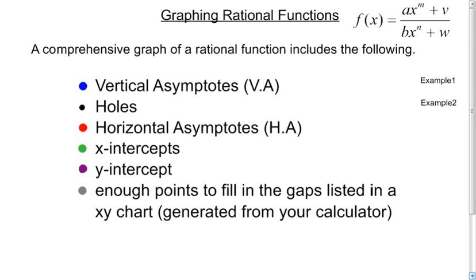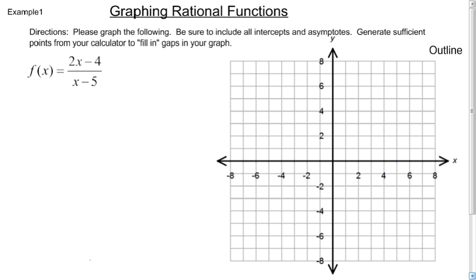Okay? So I will take a quick look at a couple examples here. It says directions, please graph the following. Be sure to include all intercepts and asymptotes. Generate sufficient points from your calculator to fill in the gaps in your graph. So that being said, I'll take a quick look at my outline as I look at the function f of x equals 2x minus 4 over x minus 5.